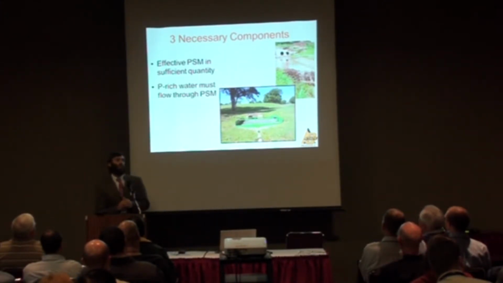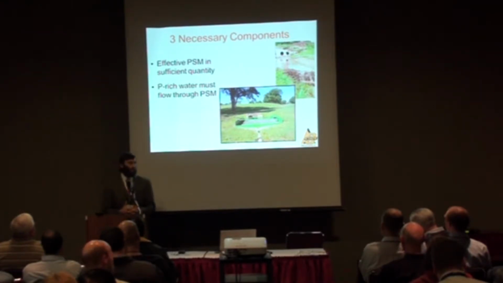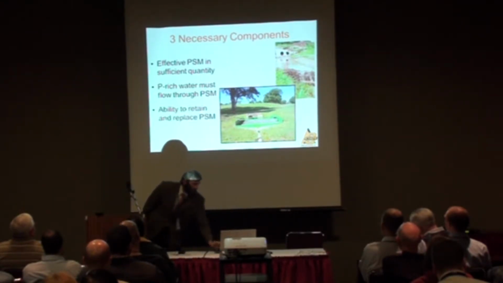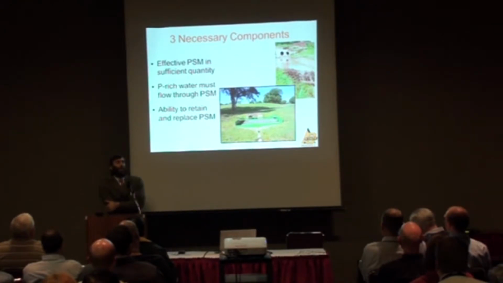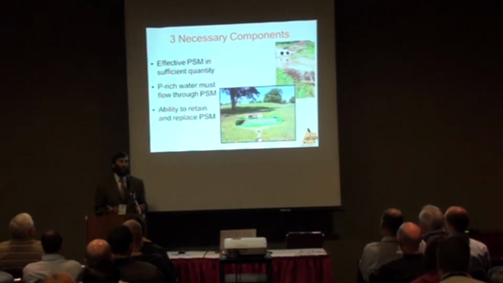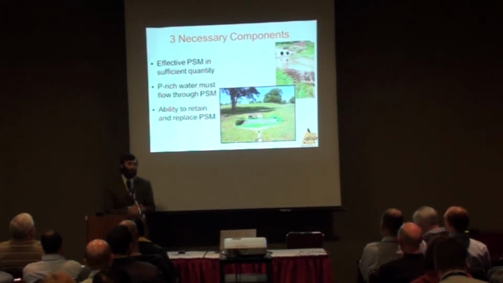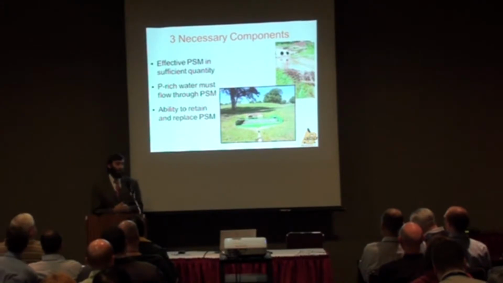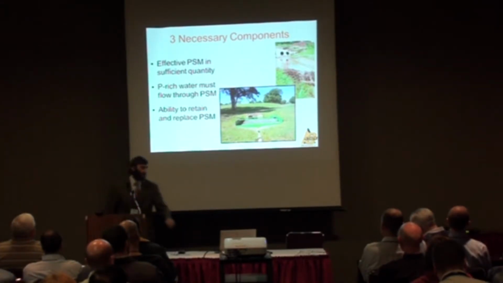The phosphorus-rich water must flow through the material. It's very important. It can't just flow over the top of it or underneath it. These have to be designed for water to flow through the sorption medium. And last, it has to be designed such that the medium, once it's saturated with phosphorus and is no longer effective, can be physically removed, replaced, and new fresh material put in. So while you have these three components, they can look a lot of different ways, very flexible for design of different sites.